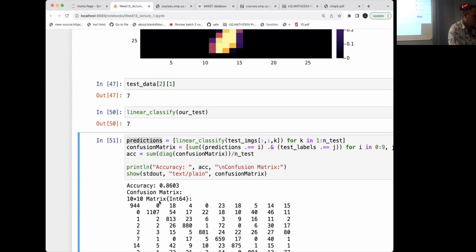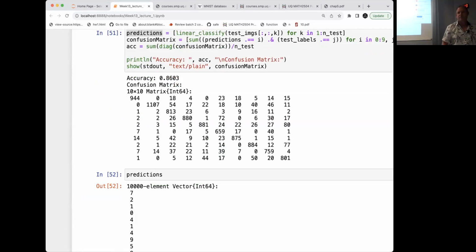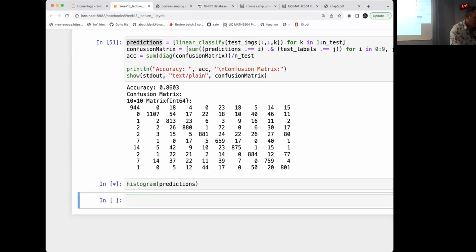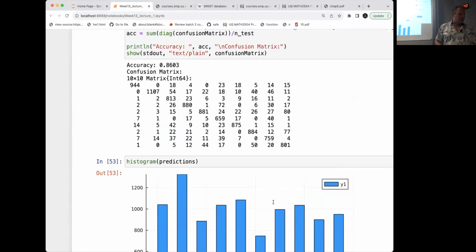So if we look at the predictions, I got 10,000 predictions, and we see they're kind of uniform. There's about as many zeros, ones, etc., up to nines.